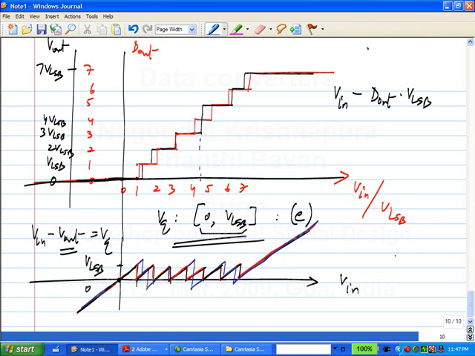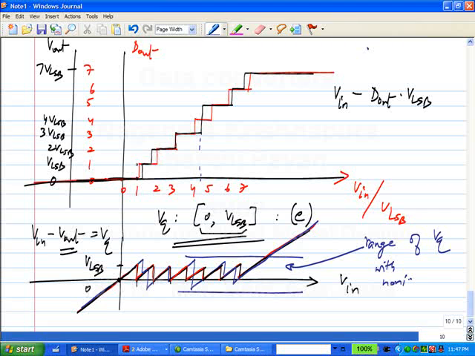Okay. Range of VQ with non-idealities. Okay. Now, how much range is acceptable? This very much depends on the application. Okay. Now, typically, when you have no further information about the specific application, we say that the range of VQ can be 2 times VLSB. Okay.